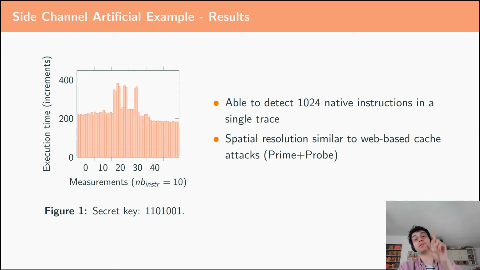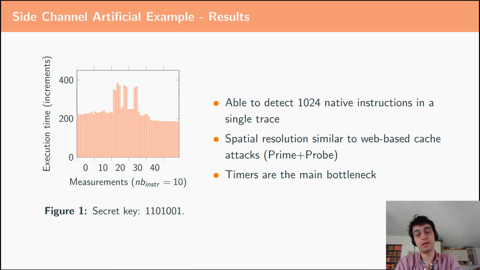But what's even better is that Prime+Probe has a theoretical limit to its spatial resolution due to the nature of the attack. However, our port contention side channel could theoretically get a better resolution, but we have an experimental limit to 1,000 native instructions because of poor quality timers. But we implemented a custom timer with a custom browser with better timers, and we were able to detect up to 200 native instructions in a single trace setting.